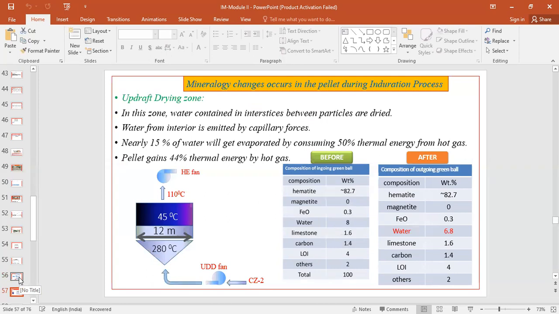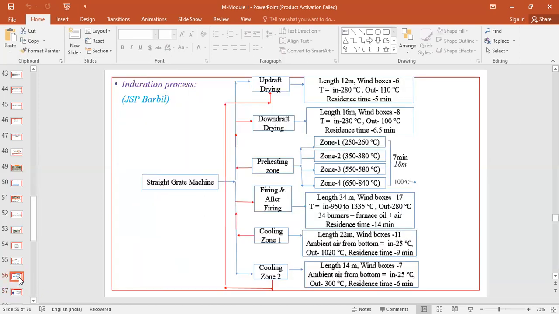So I'll stop it here, and in the next class we will discuss what actually happens during the induration process, and what kind of changes we can observe in the bed of solids during the induration process. That we will discuss in the next class.